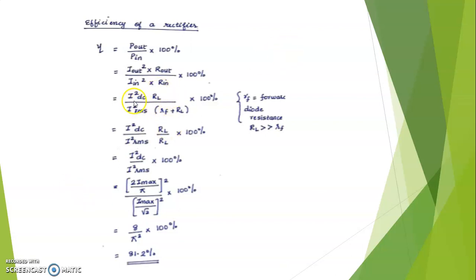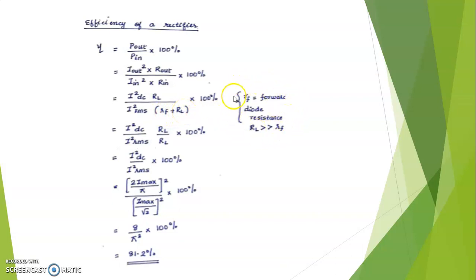So the next step, I squared DC into RL divided by I squared RMS into (RF plus RL). RL means the resistance at which we take the output, and I squared DC is our DC content, which is the output that we obtain. I squared RMS is like the input. Okay, so we'll substitute the values later. Then into the path through which the current flows, that is RF, the forward resistance of the diode, plus the resistance. The current flows through the diode as well as the resistance, so that path is written over here.